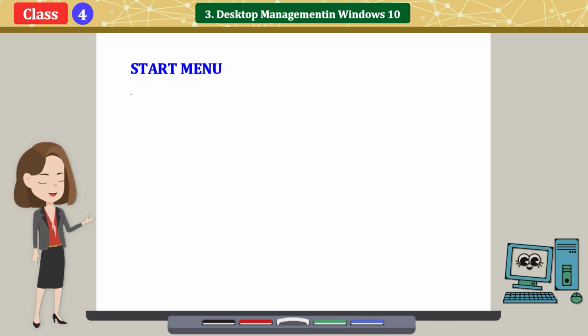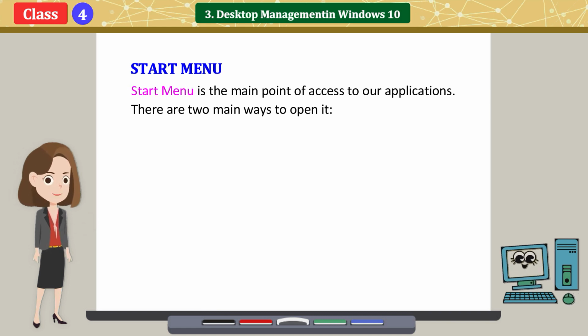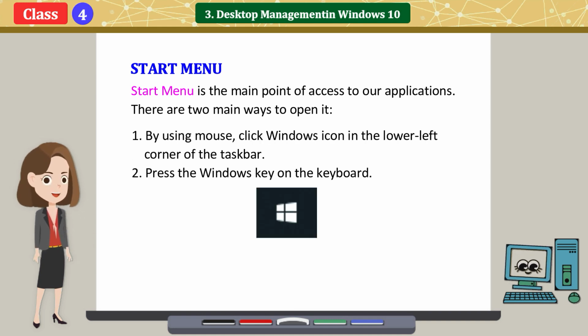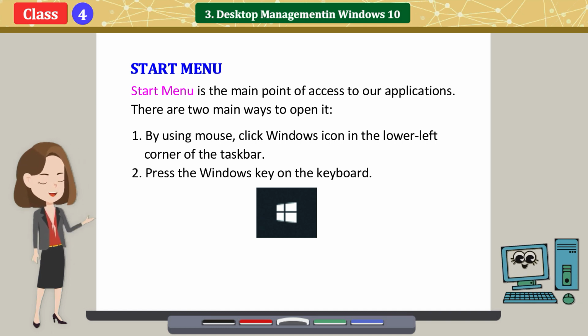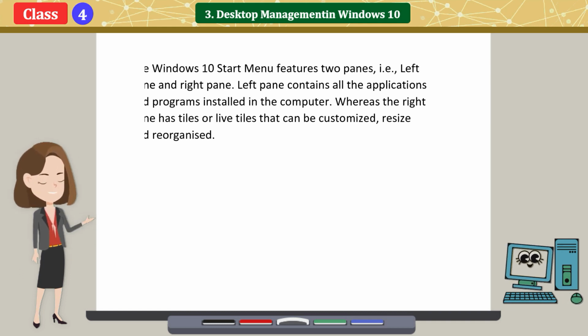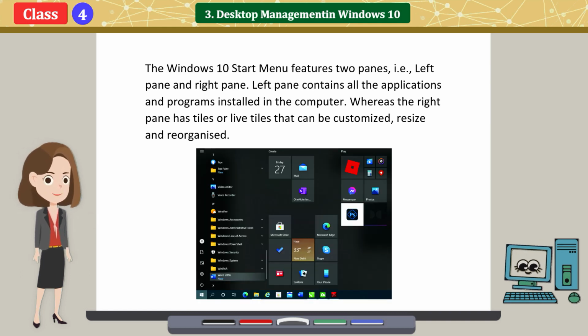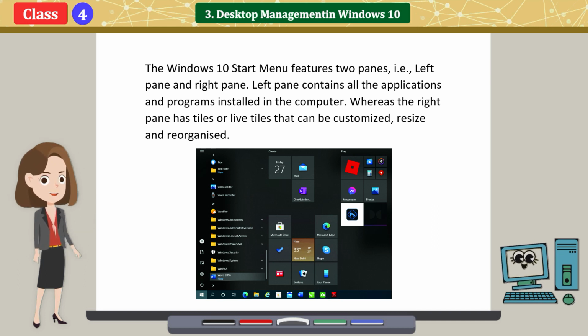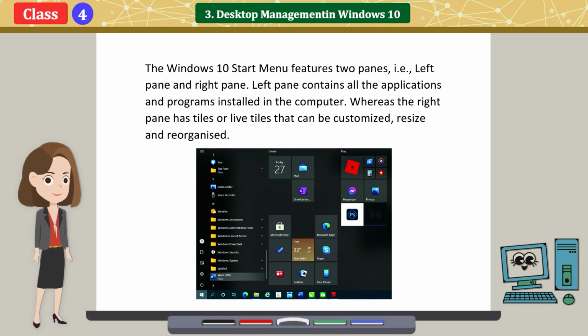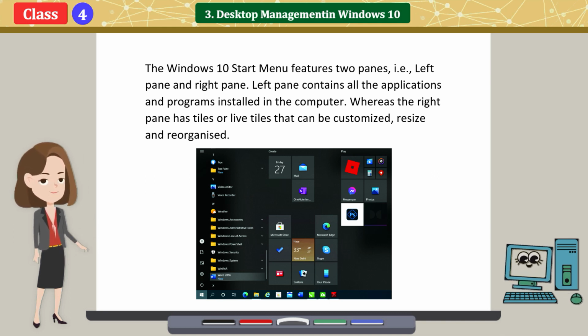Start menu. Start menu is the main point of access to our applications. There are two main ways to open it. 1. By using mouse, click Windows icon in the lower left corner of the taskbar. 2. Press the Windows key on the keyboard. The Windows 10 Start menu features two panes, i.e., left pane and right pane. Left pane contains all the applications and programs installed in the computer. Whereas the right pane has tiles or live tiles that can be customized, resized and reorganized.